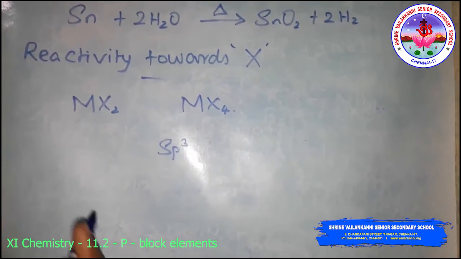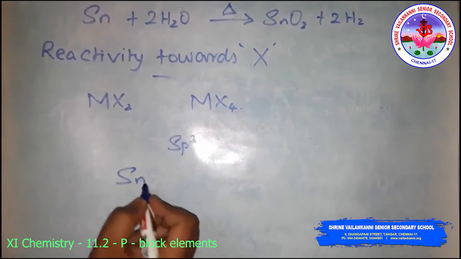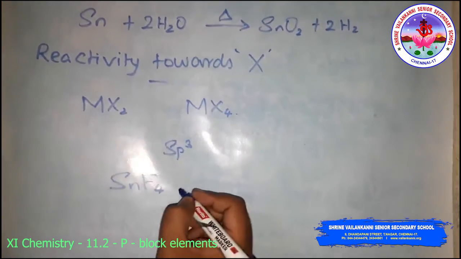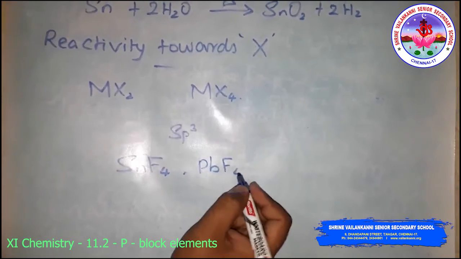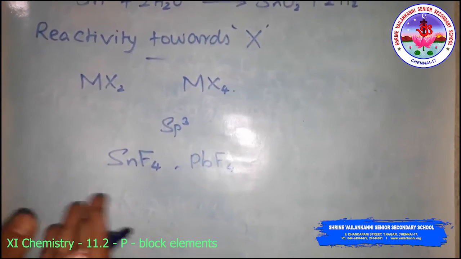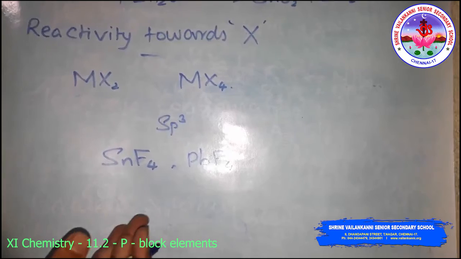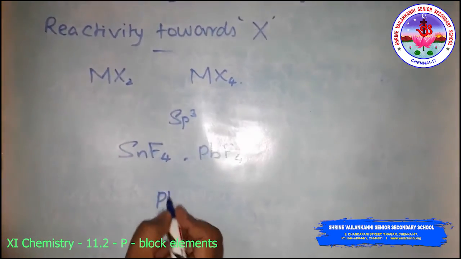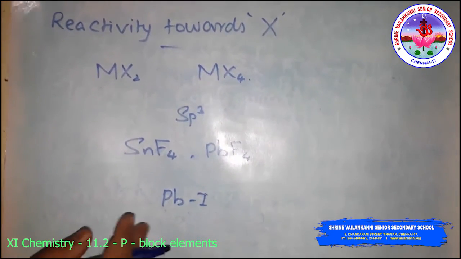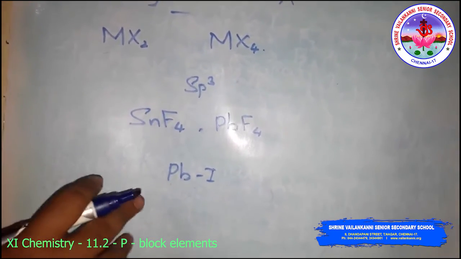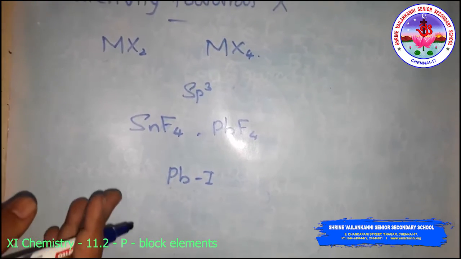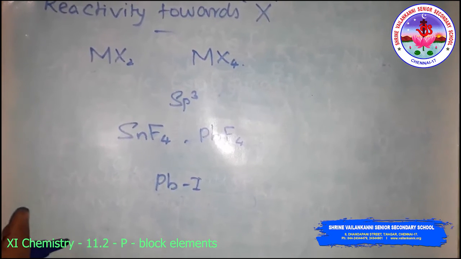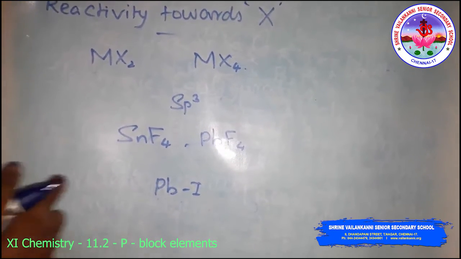So the exceptions are tin tetrafluoride and lead tetrafluoride, which are ionic in nature. Then lead tetraiodide does not exist, because the lead-iodine bond initially formed during the reaction does not release enough energy to unpair the 6s2 electrons and excite one of them to a higher orbital to have 4 unpaired electrons around the lead atom.